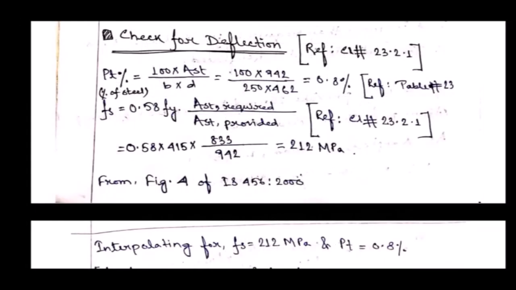So first of all, we have to find out the percentage of steel. It is very easy. AST, area of steel, by cross section BD into 100. That is equal to 100 into AST is 942 by B is 250 multiplied by D is 462. That is equal to 0.8%.